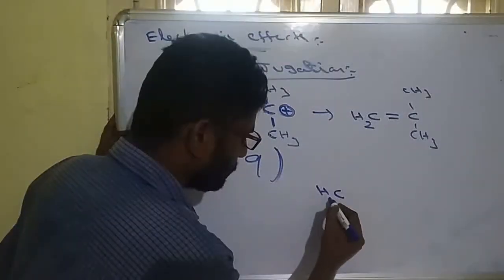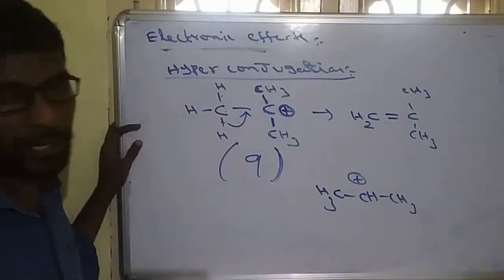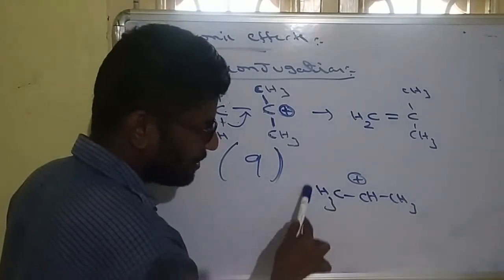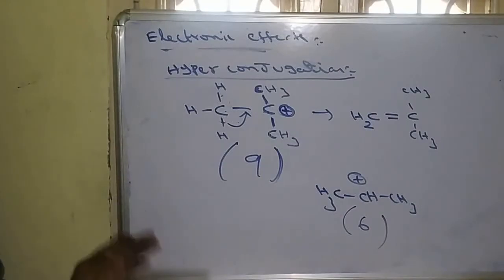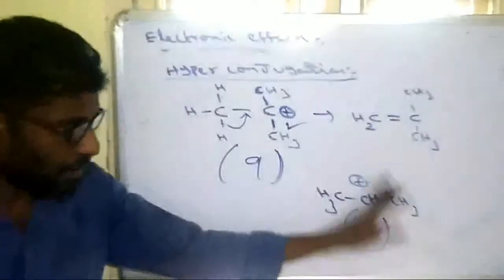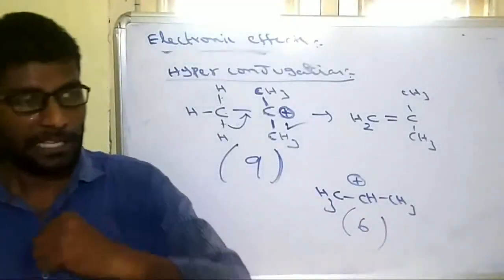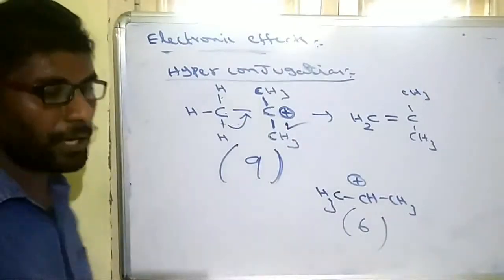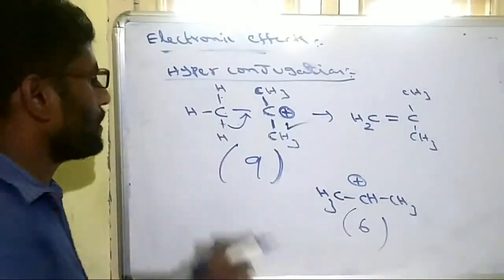Another example, CH3, CH, CH3. It is also a carbocation, but attached to only these 2 alkyl groups, secondary. This 3 hydrogen, this 3, total 6 hydrogens. It can form 6 hyperconjugated structures, less than the 9 here. That means tertiary carbocation is more stable. After that, secondary carbocation. So with the help of hyperconjugation, you can explain the stability of carbocations, carbon free radicals like that. The most important point: sigma converted to pi is called hyperconjugation.